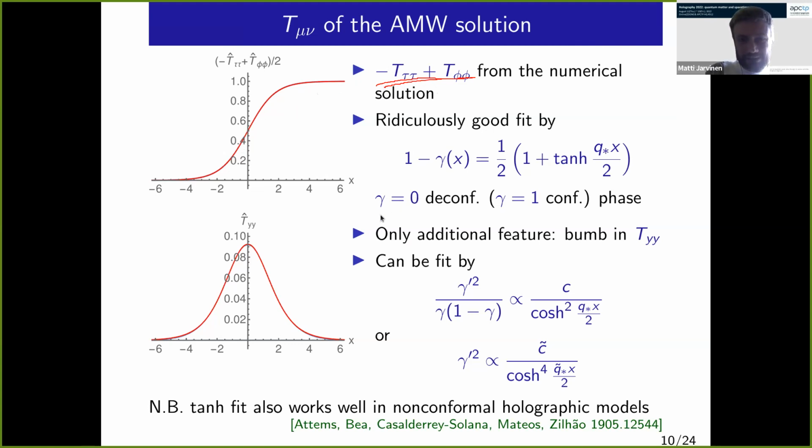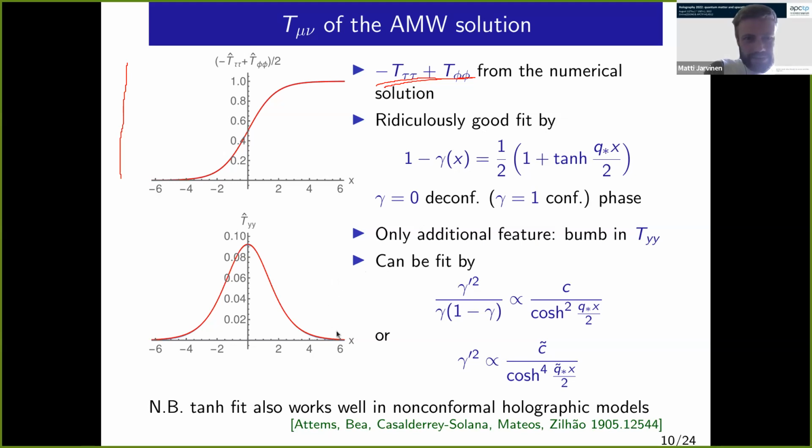And this, as it turns out, well, there are two curves in this plot here on the right. There is the data from the numerical solution of the geometry, and then there is this fit by the hyperbolic tangent, but you only see one curve because they are right on top of each other. So you can fit the data with this hyperbolic tangent with extremely good precision.